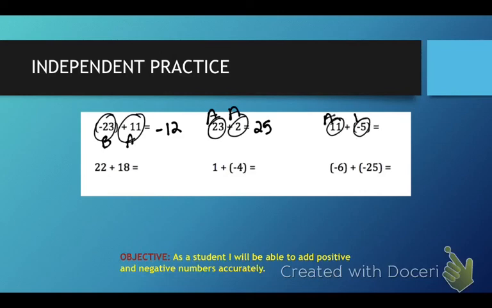All right, 11, that's an allowance. Plus a negative 5, well, that is a bill. You have $11 from your mom, but you owe me 5. Do you have money left over? Yes, you do. You still have $6.